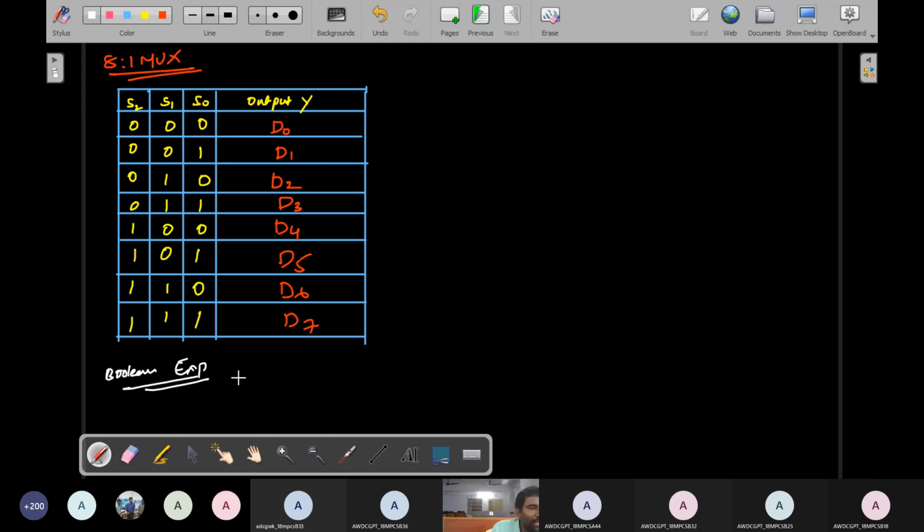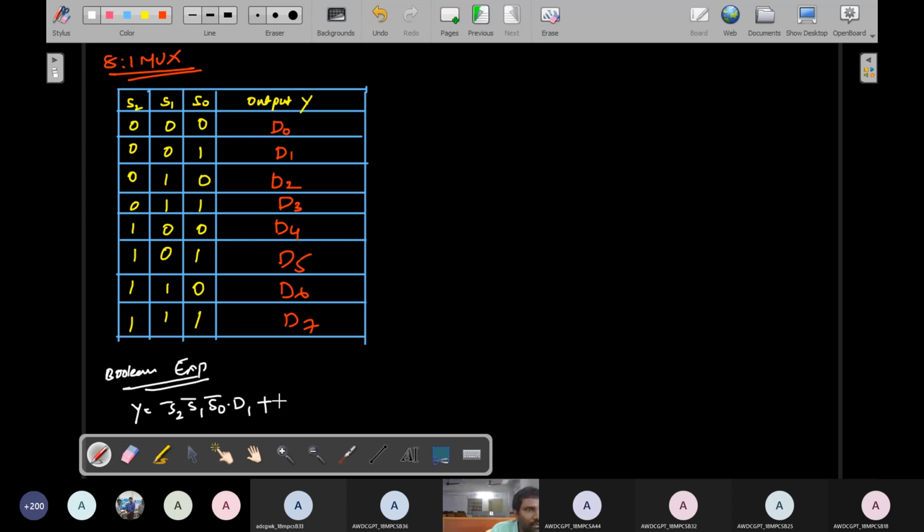So our Boolean expression Y is equal to the first term, S2 bar S1 bar S0 bar into D0, plus. In the multiplexer all the terms are finally added. Individually they are multiplied, and after that they are added.